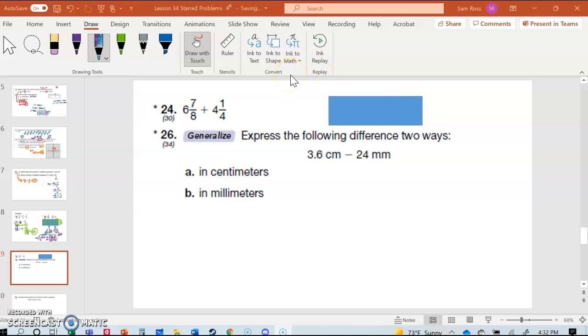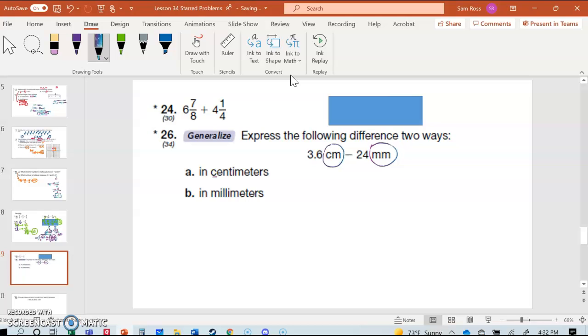We only have 2 problems to do, so it should be pretty quick. Number 26 says to express the following difference in 2 different ways. I have 36 centimeters minus 24 millimeters. Now, I cannot subtract these numbers because the units are not the same. We're not speaking in the same language here. So I have to either make this millimeters or this centimeters, and it looks like by what they're asking I'm going to have to do both of those things.